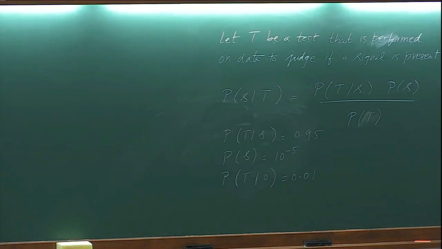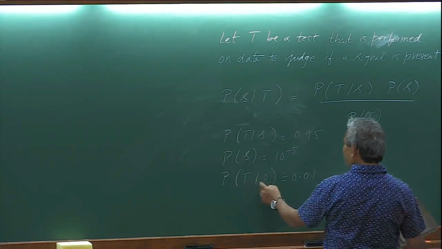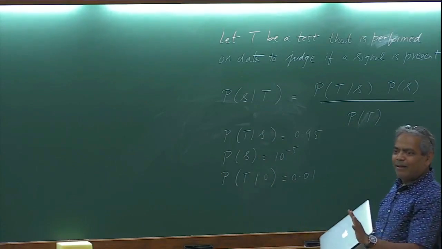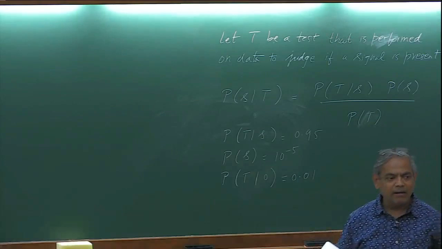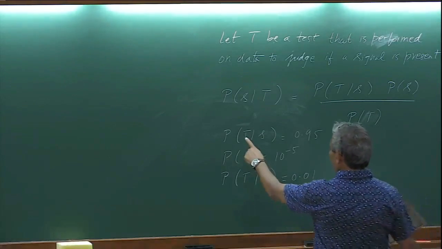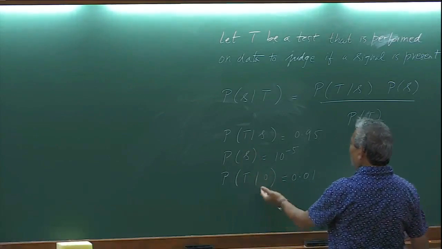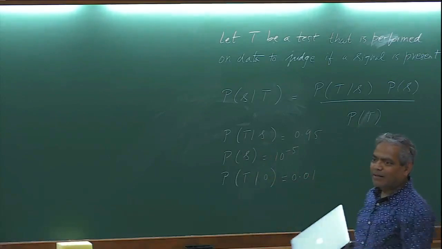Is that the efficiency of the test? It's the power of the test, as it is called in the signal analysis literature. These two don't, I mean, there's no reason to add up. This P of T given S and P of T given 0 are not complements of one another, because P of T can also be generated by other things.